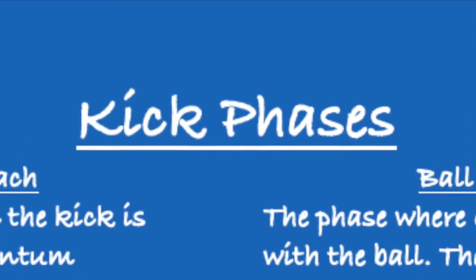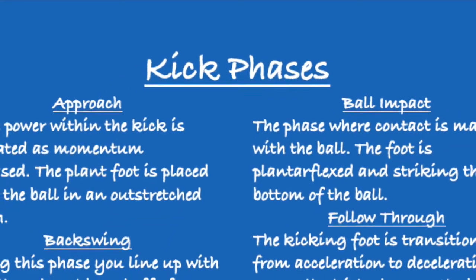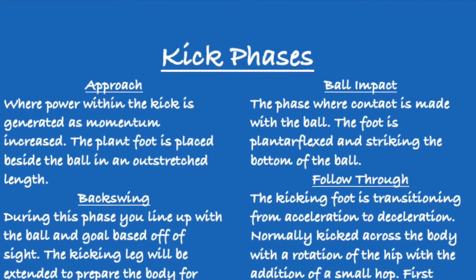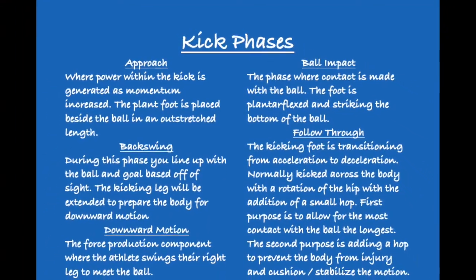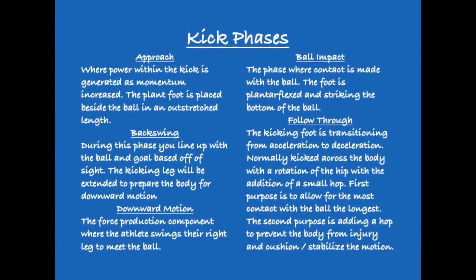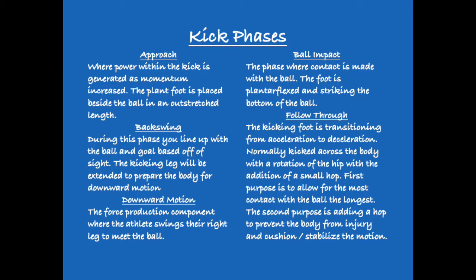Kicking phases, where the power within the kick is generated as momentum increases. The plant foot is placed beside the ball in an outstretched length. Backswing. During this phase, you line up with the ball and the goal based off of sight. The kicking leg will be extended to prepare the body for a downward motion. Downward motion, the force-produced component where the athlete swings their right leg to meet the ball.